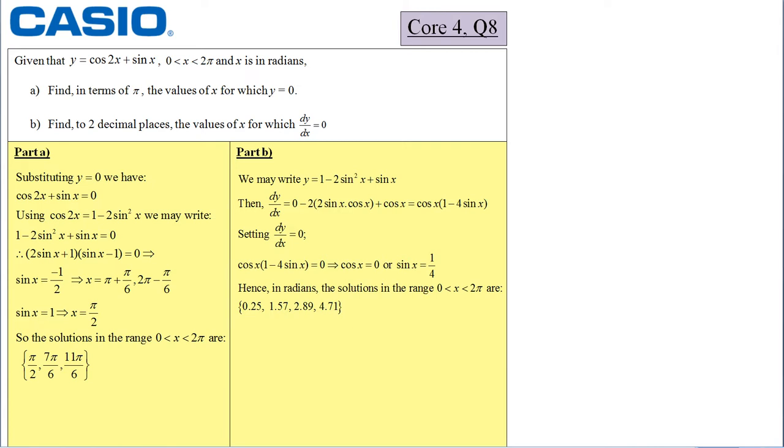In part A of question 8, I need to find, in terms of pi, the values of x for which cos 2x plus sin x equals 0, and I need to give my solutions within the range of 0 to 2 pi.